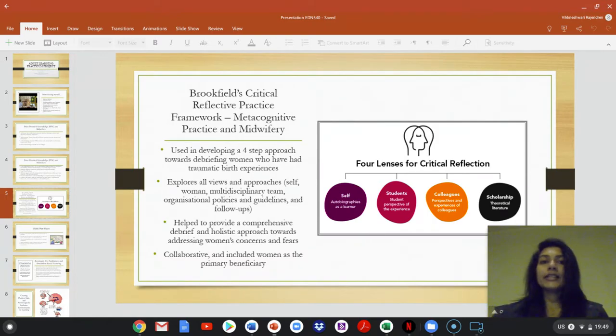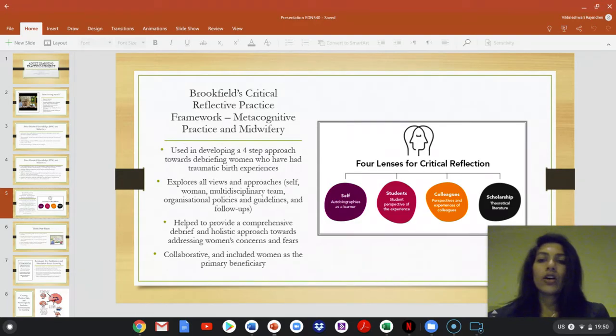So why did she or he do the certain steps that they did, and how could they have improved their practice better in that particular clinical incident, like a postpartum hemorrhage, for example. And then the students, I adapted that to be the women. So how did the women feel about the steps that were taken to manage that traumatic experience for them?